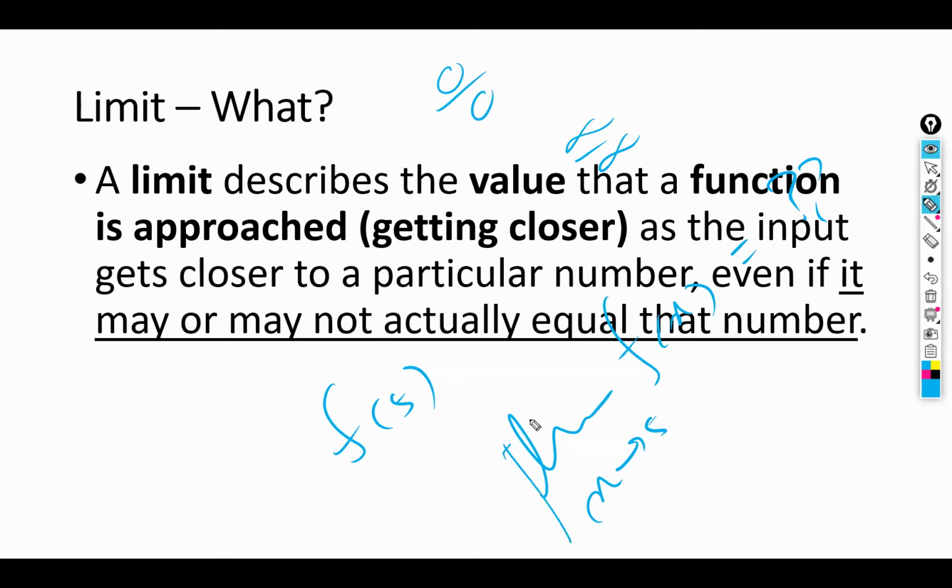But when you use limits, then you get the actual value. Say 5, 3, 9, half. So that is where we use limit. Is it clear?